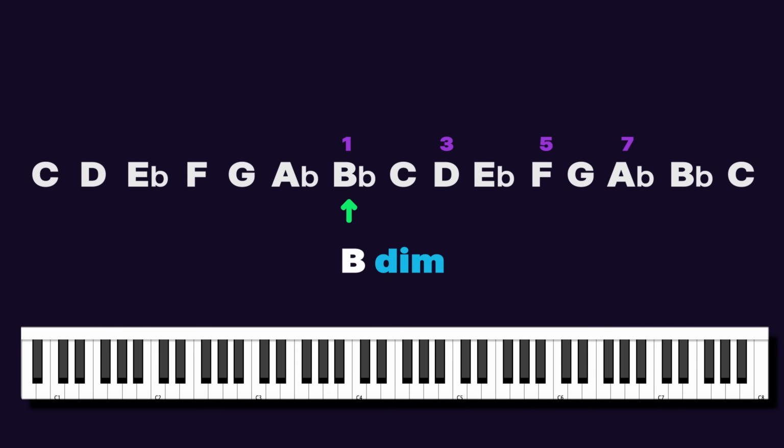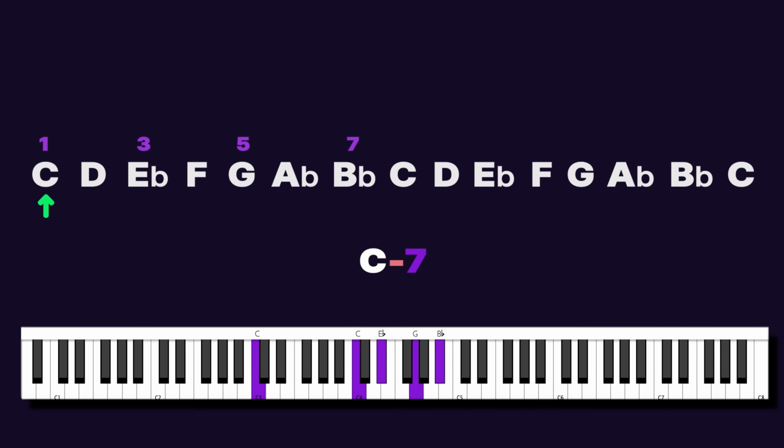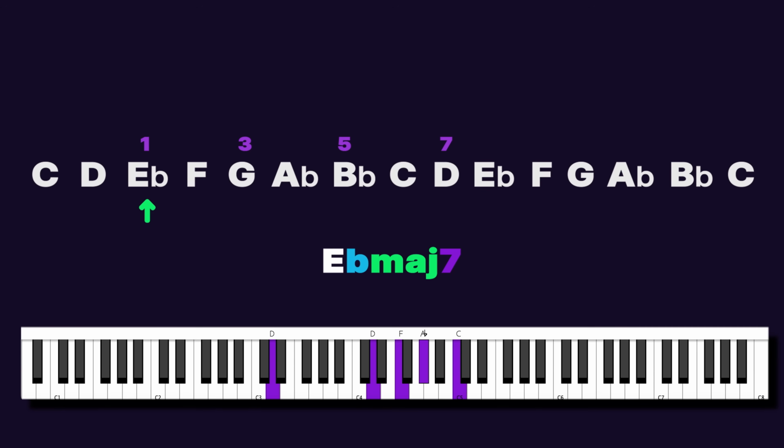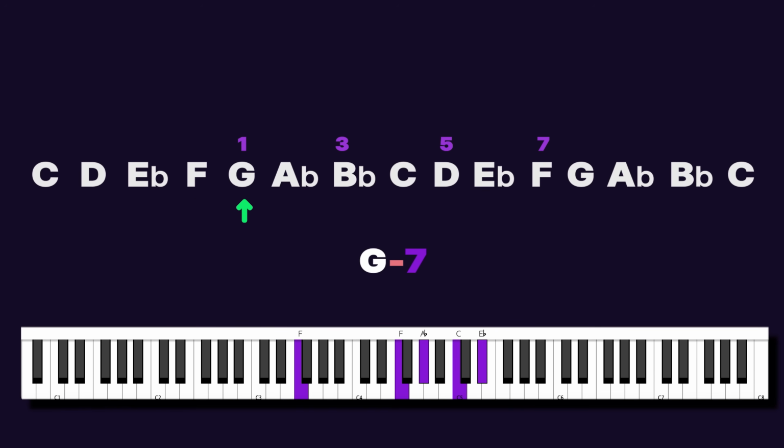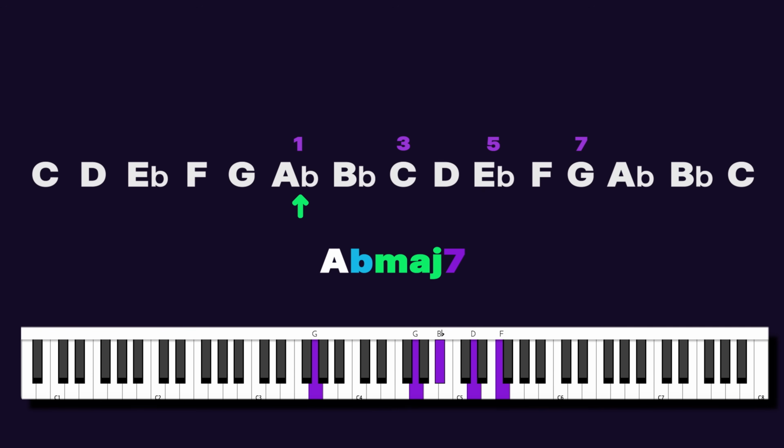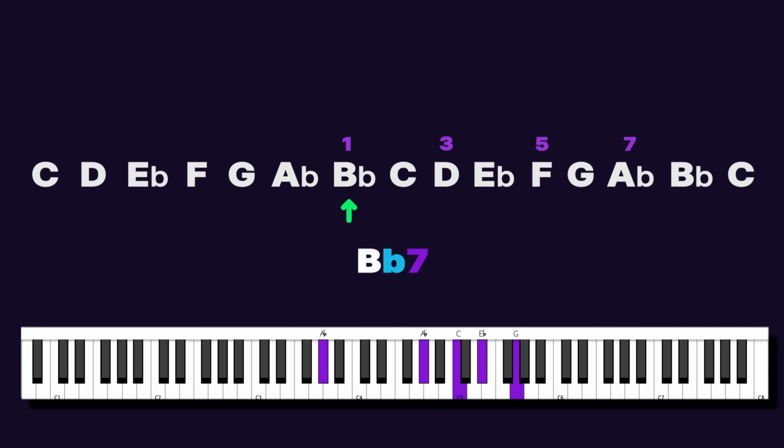For our 7th chords, we have a 1 minor 7, a 2 minor 7 flat 5, a flat 3 major 7, a 4 minor 7, a 5 minor 7, a flat 6 major 7, and a flat 7 dominant 7.